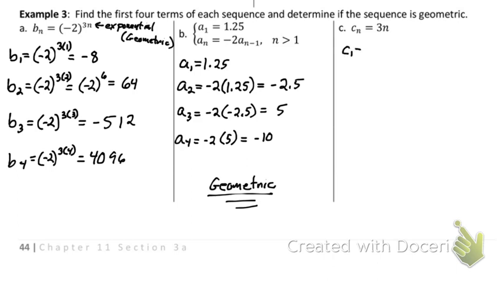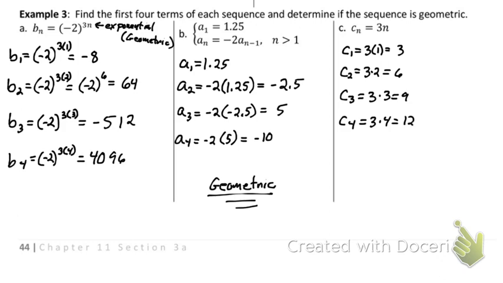Putting it in, we have c sub 1 equals 3 times 1, which equals 3. Our second one is 3 times 2, which equals 6. Our c sub 3 equals 3 times 3, which is 9. And finally, our c sub 4 equals 3 times 4, which equals 12. Yep, I am adding 3 to each of these. Plus 3, plus 3, plus 3. I assumed it was arithmetic, and it is, in fact, arithmetic.